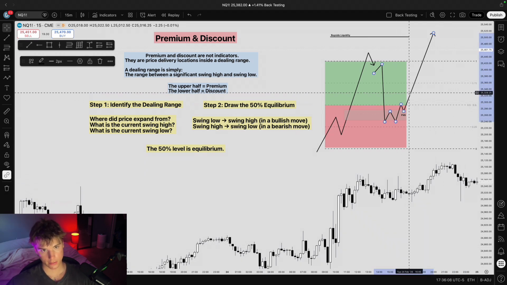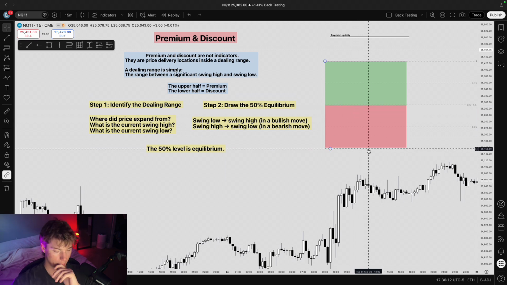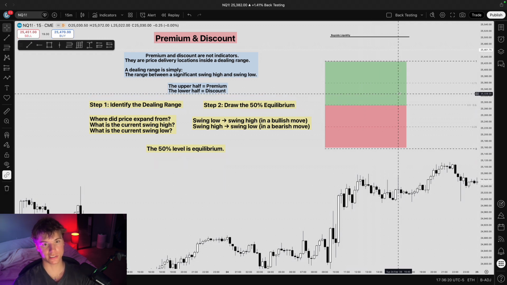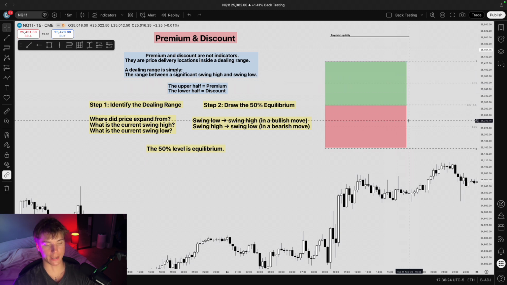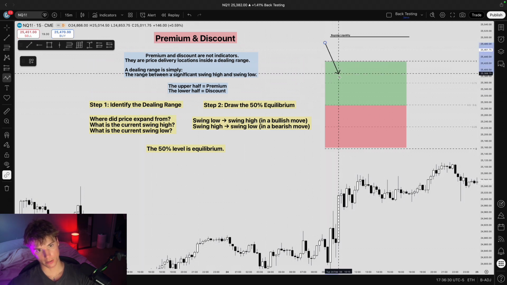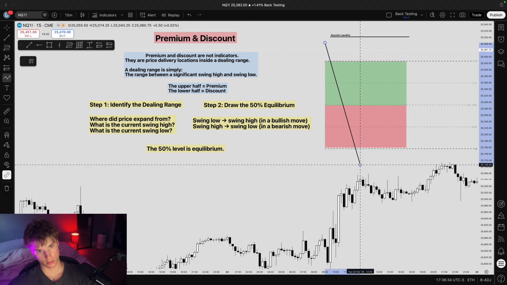To the downside, it's going to be pretty much the exact same thing, but opposite. When you are bearish, if you think the market's going down, you want to sell in a premium and then exit your position in a discount, right? So a bearish example would be we're coming down from price here, boom, straight shot down, right?